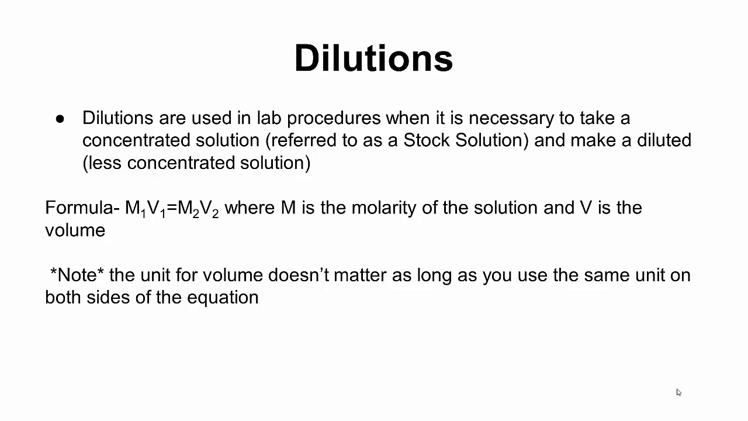Dilutions are used in lab procedures when it's necessary to take a concentrated or stock solution and make a diluted or less concentrated solution. The formula for creating a dilution is M1V1 equals M2V2, where M is molarity and V is volume. Note that the unit for volume does not matter as long as it is the same on both sides of the equation. If you're using milliliters on the left, you must use milliliters on the right.